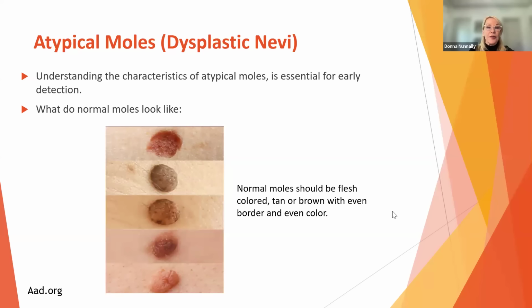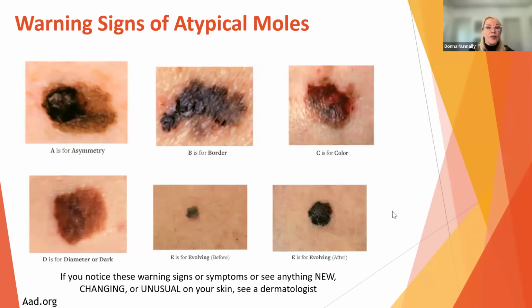At first glance, it can sometimes be tricky to see how an atypical mole differs from a normal mole, but the Skin Cancer Foundation gives us some warning signs to watch for. It's called the ABCDEs for atypical moles and melanoma. A is for asymmetry. If you cut a mole in half, one side should look just like the other. This would be a very asymmetrical mole.